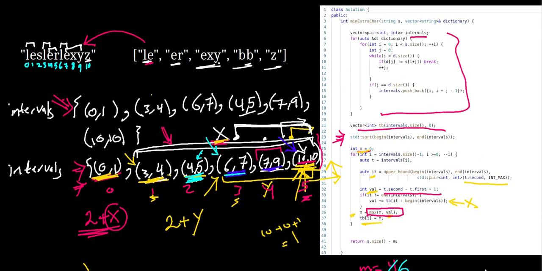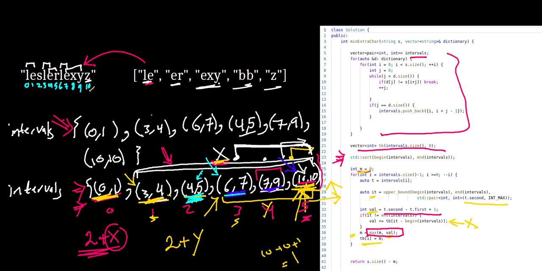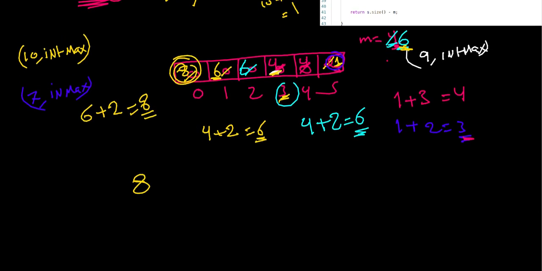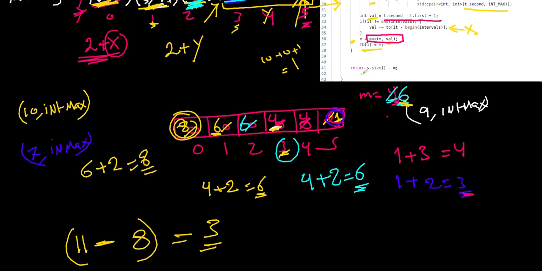And the number of characters in the string is 11. So at the end we return 11 minus 8, which equals 3. This will be the final answer.